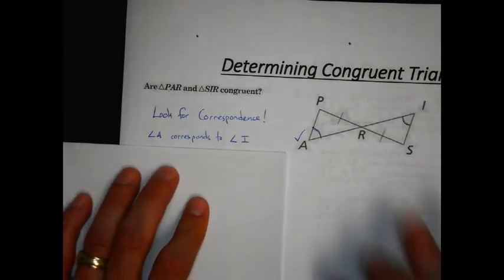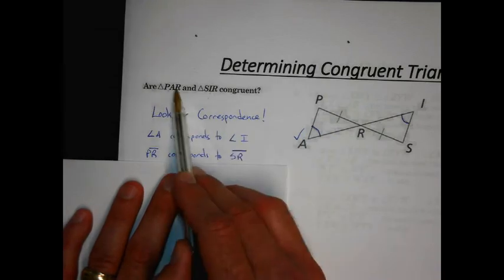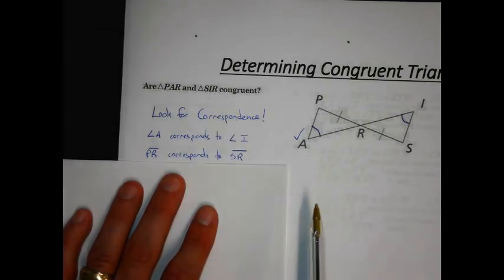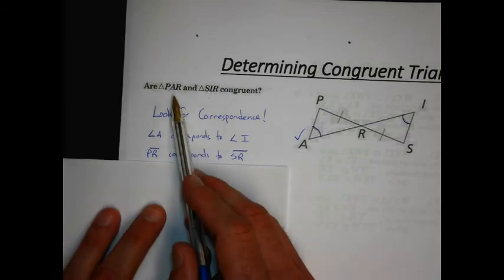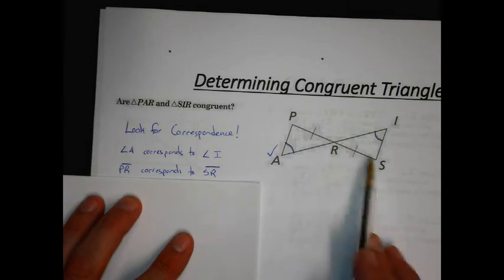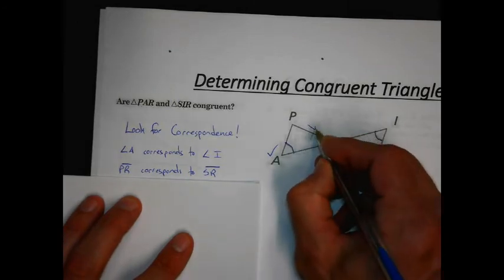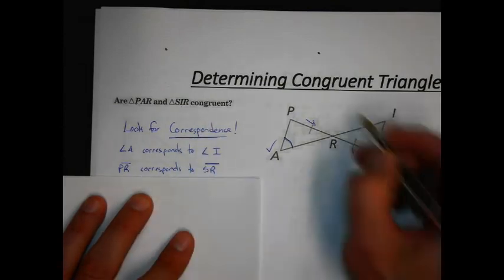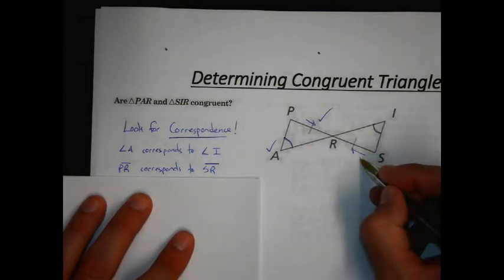Now, let's look at the letters. We have segment PR and segment SR. Are they corresponding? Yes, they are. Why would I ask? Because look at the diagram. We have PR and SR being read this way and being read this way. Totally corresponding. Correspondence counts. Look for correspondence. So check here.